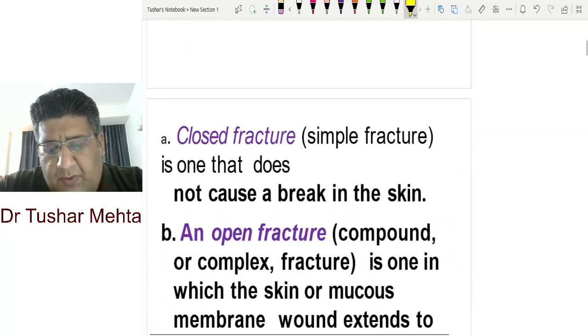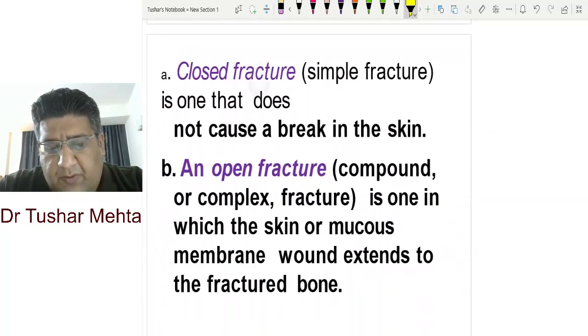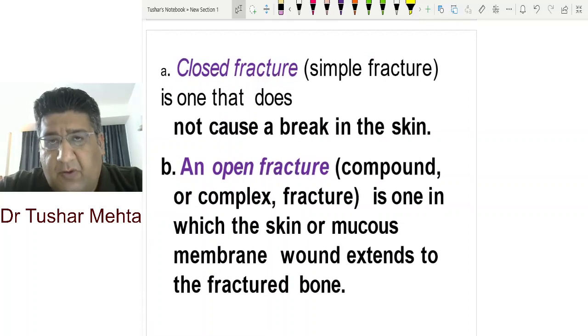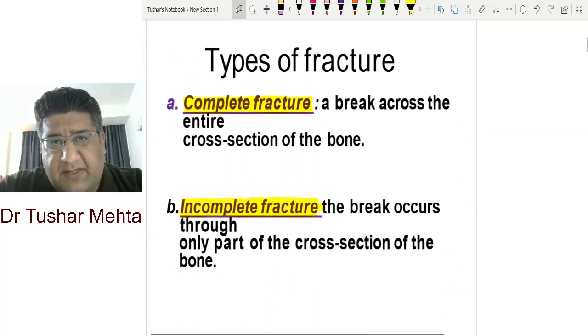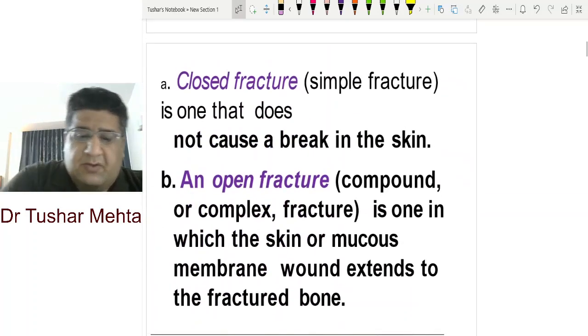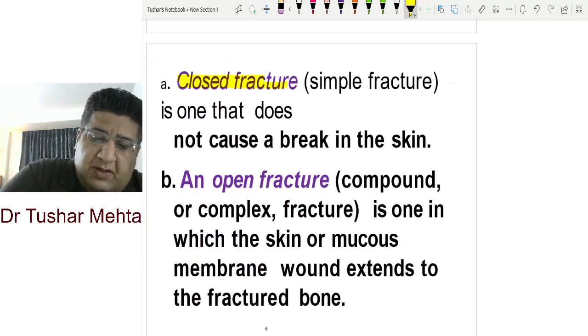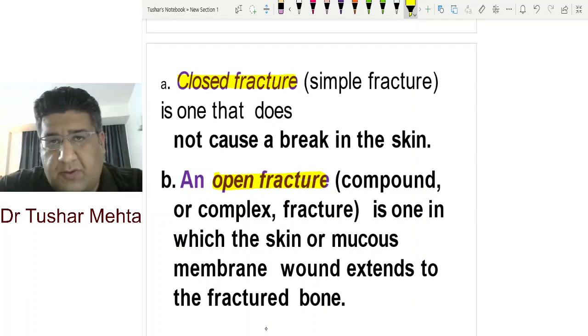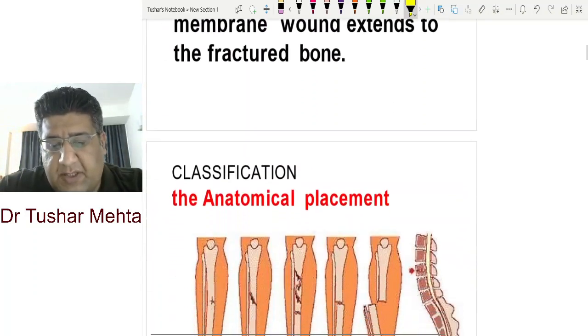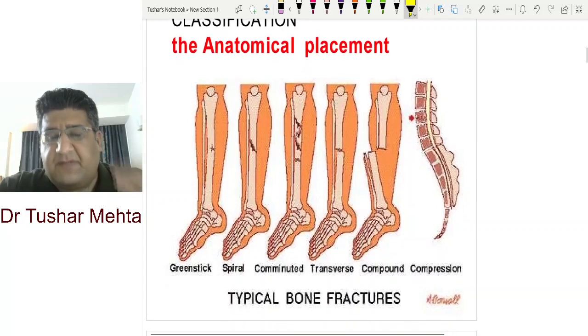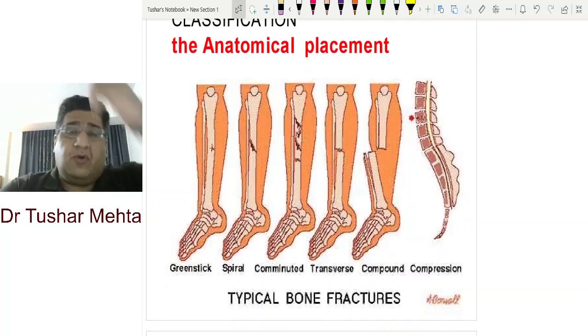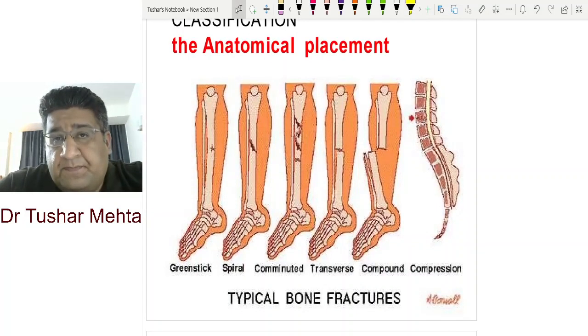Now, we have already spoken about it. All right, so there is one classification, complete, incomplete. There is one classification, that is closed fracture, and there is an open fracture, which at one point of time was called compound fracture, but not now. So these are the two patterns of classification. There is a third pattern of classification here as well, that is depending upon the anatomical placement of the fracture.